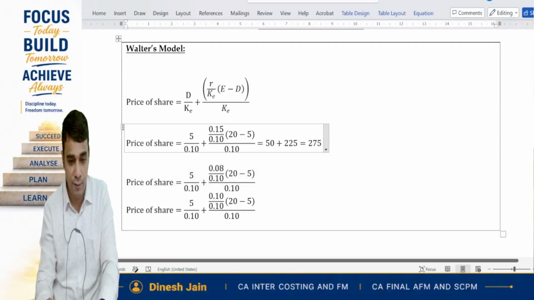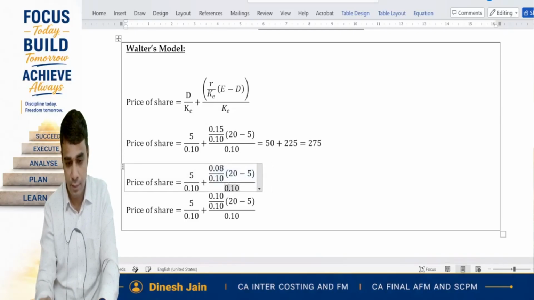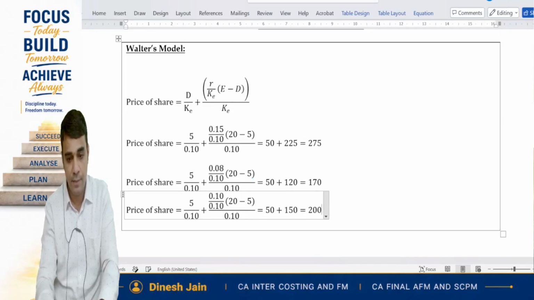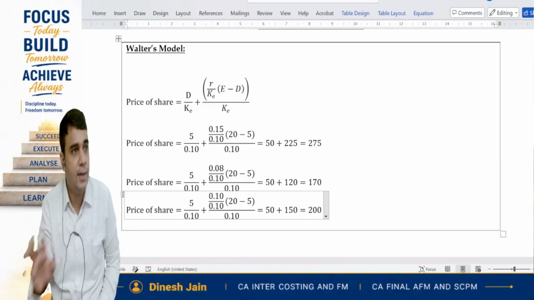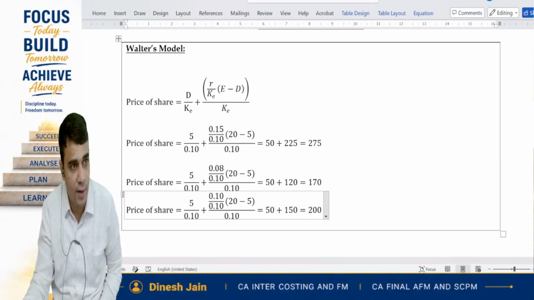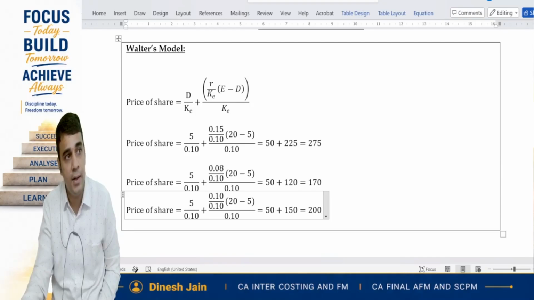Can you do the second one? 50 plus 120, 170. Then the last one: 50 plus 150, 200. So in different situations, we are getting different values.